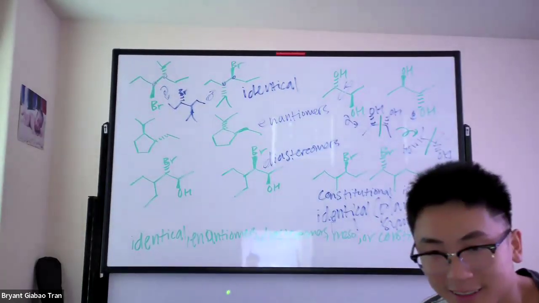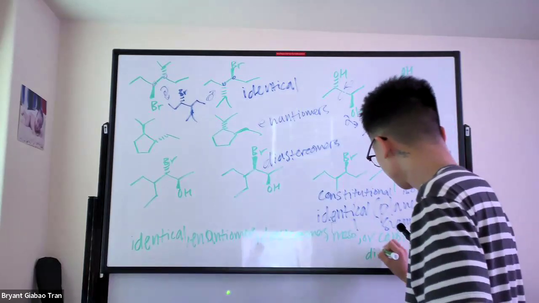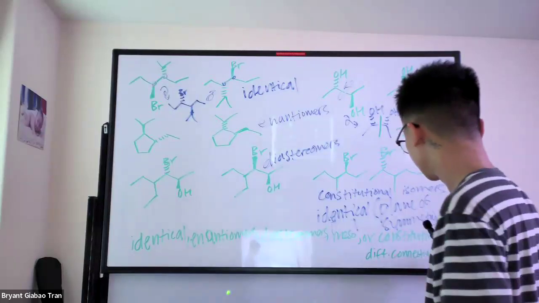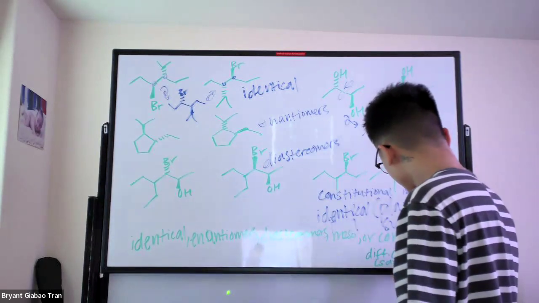That's good. Wait, what's the other one? Constitutional isomer. What's the other C word? So constitutional is like different molecular formula, different placement or different connectivity. Like the groups are connected differently, but they have the same chemical formula. What's the other C word?